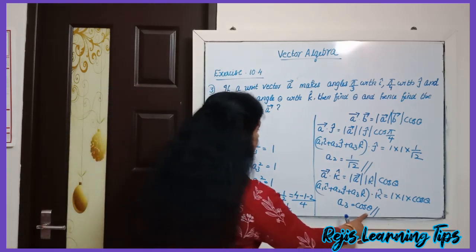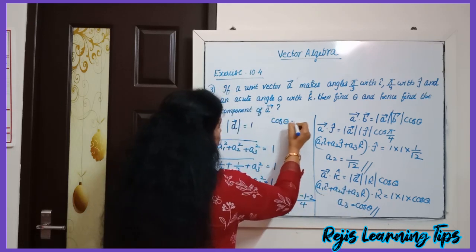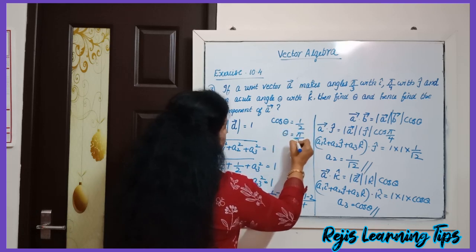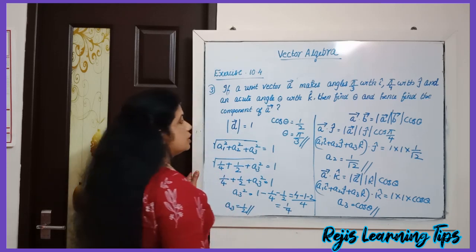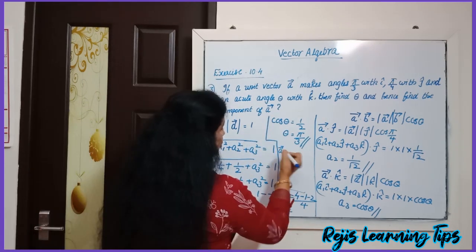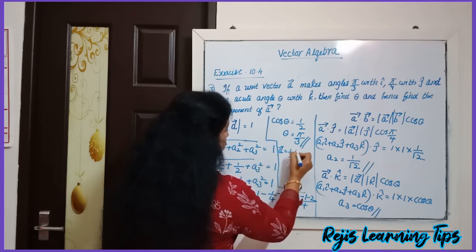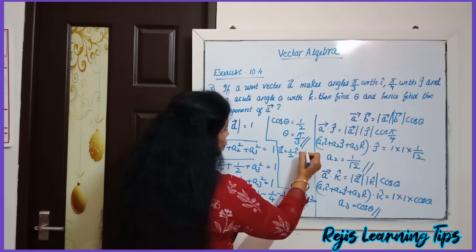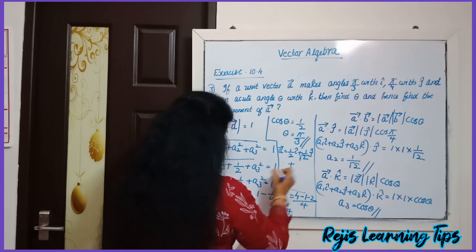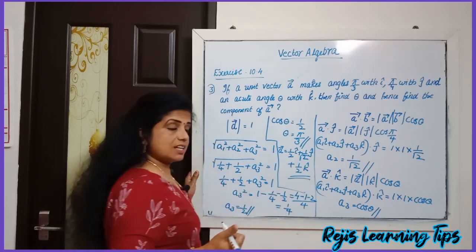A3 is equal to cos theta. So we should write here cos theta is equal to 1 by 2. Therefore theta is equal to pi by 3. So the angle theta is equal to pi by 3, and vector A is A1 I cap plus A2 J cap plus A3 K cap, that means 1 by 2 I cap plus 1 by root 2 J cap plus 1 by 2 K cap. Understood?